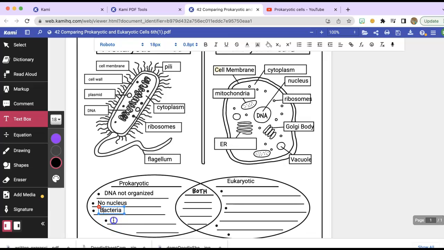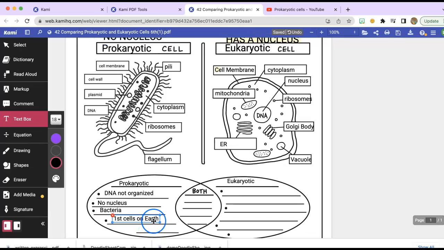Okay. And last, something that I've not told you yet. Prokaryotic cells were pretty much the first cells on Earth. They were the first cells on Earth. This cell is how these cells, the eukaryotic cells, started. Okay, so they're the first cells on Earth.